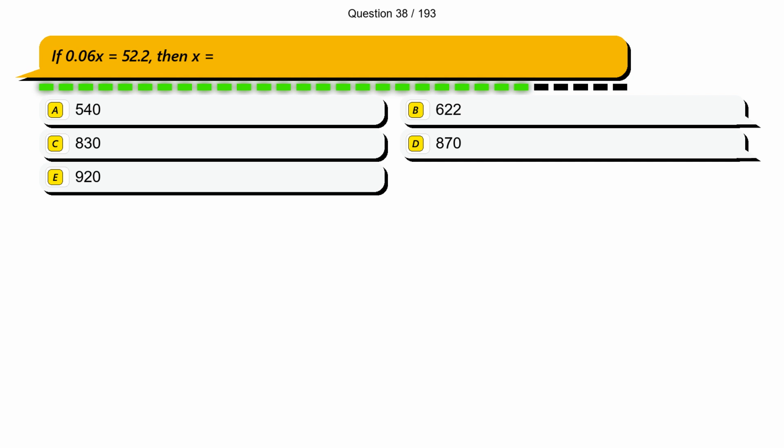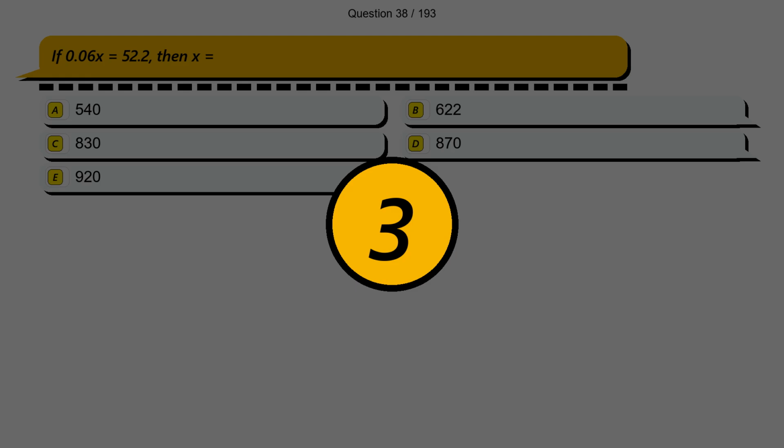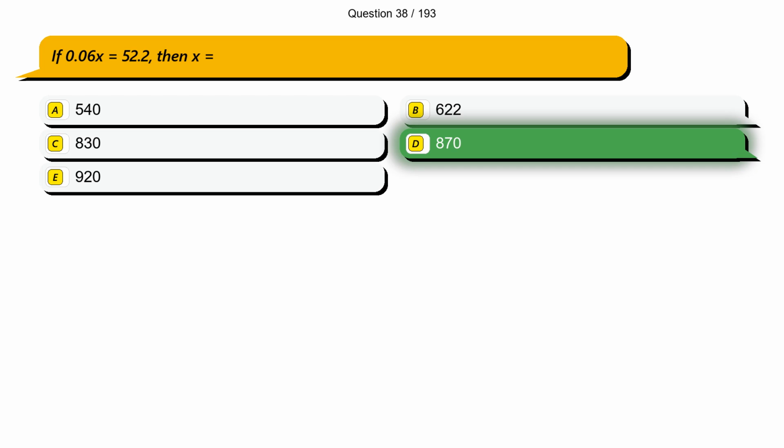If 0.06x equals 52.2, then x equals option A, 540, option B, 622, option C, 830, option D, 870, option E, 920. The correct answer is option D, 870.